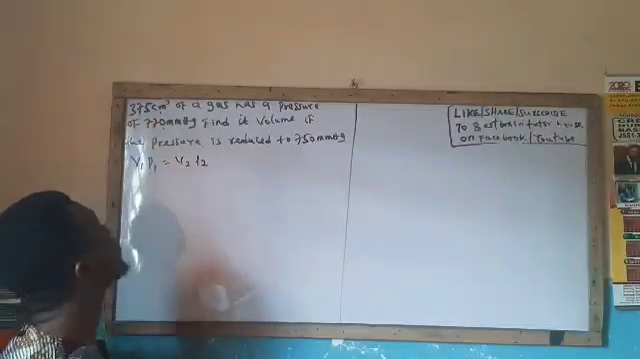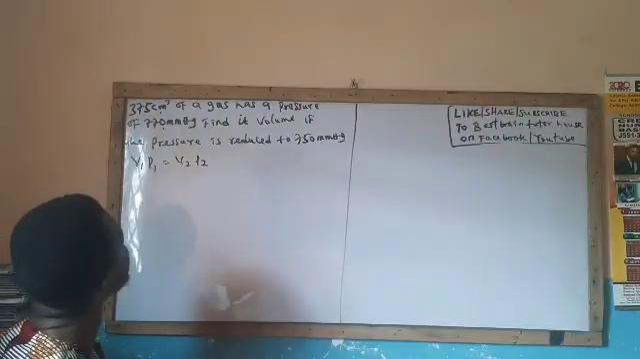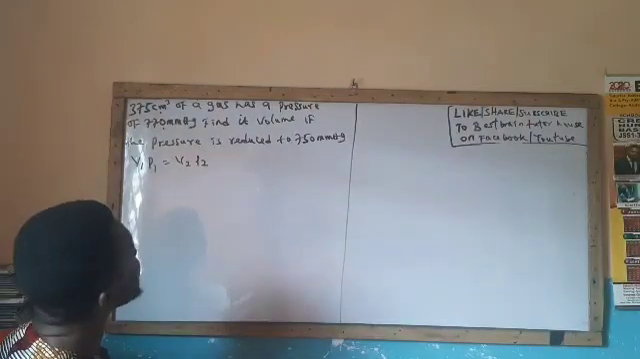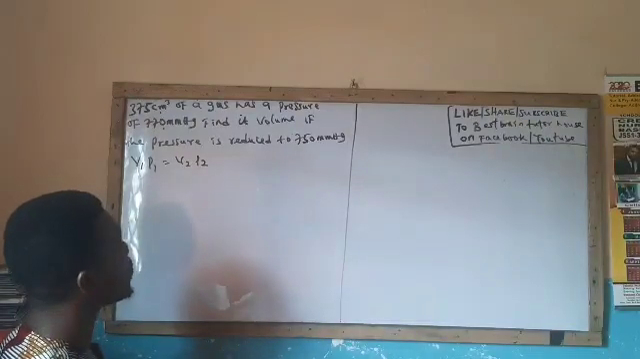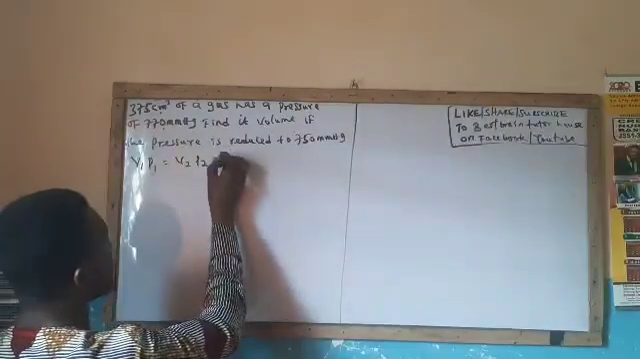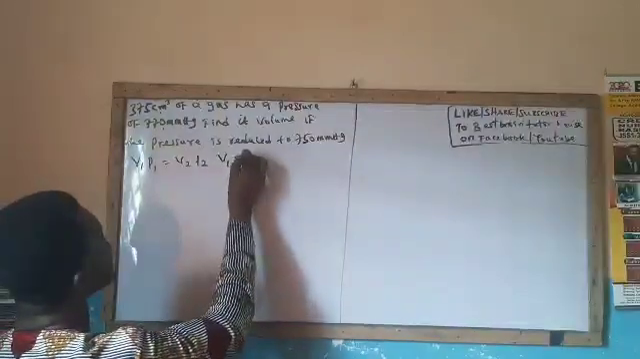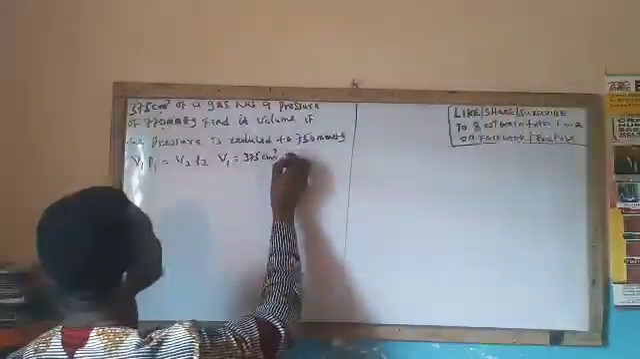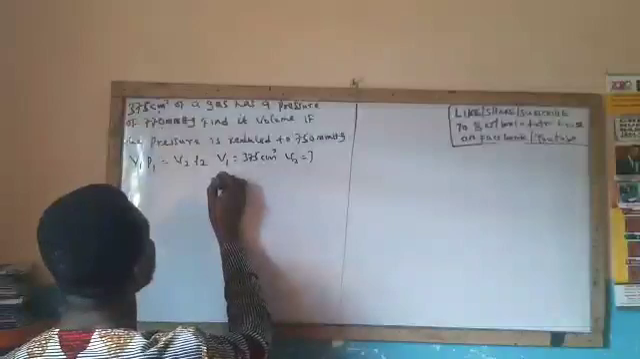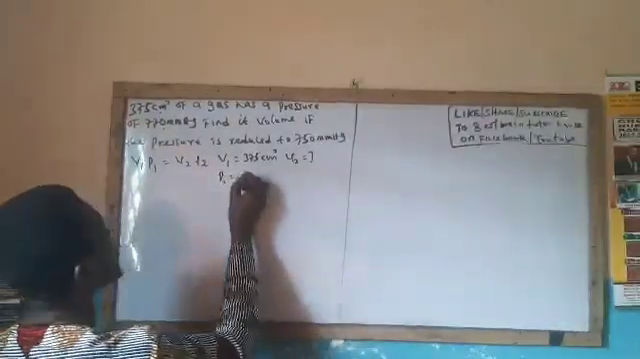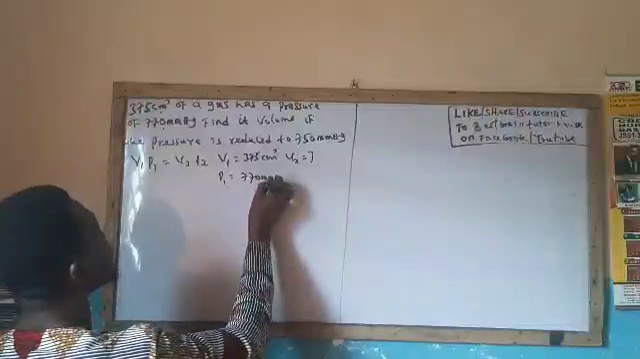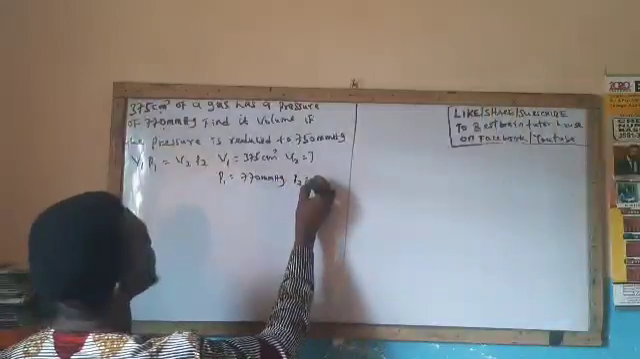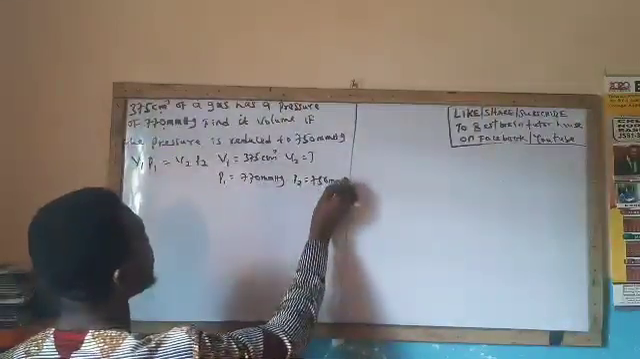From the question, we have 375 cm cubed of a gas at a pressure of 770 millimeters of mercury. Find its volume if the pressure is reduced to 750. It simply means that the first volume, V1, is 375 cm cubed, V2 is unknown, P1 is 770 millimeters of mercury, and P2 is 750 millimeters of mercury.